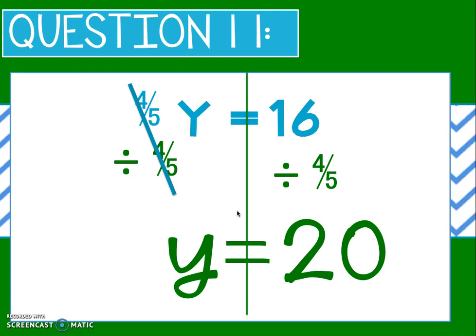Okay, so you're going to use all of those same steps to figure out the other problems on this homework assignment. Make sure you're checking all of your solutions. That's a great way to make sure that you get them all right.